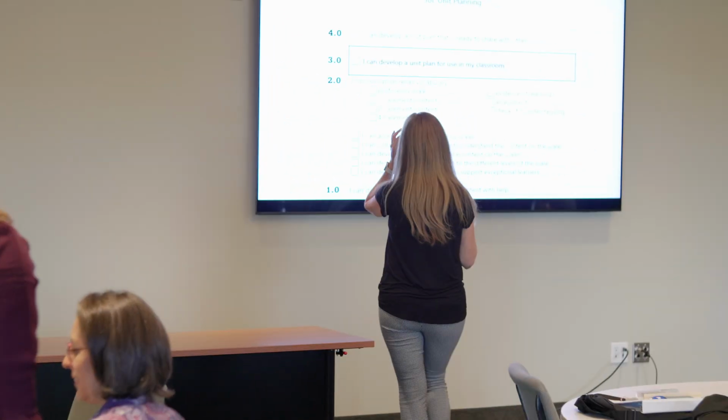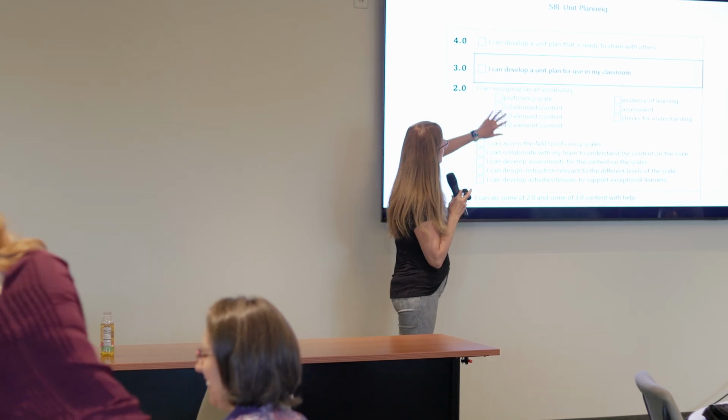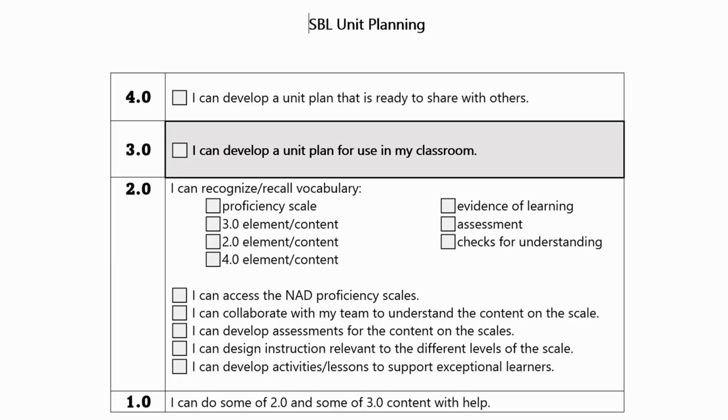If we're doing standards-based, thinking about these, recognizing the vocabulary: proficiency scale, 3.0 element, 2.0 element, 4.0 element, evidence of learning, assessment, and checks for understanding. And do you know these? Oh, we didn't do this yet. Can you access the NAD proficiency scales? Collaborate with others to understand the content on the scale, develop assessments for the content on the scales, design instruction relevant to the different levels of the scale, and develop activities and lessons to support. If you can do all of those, what level would you be?